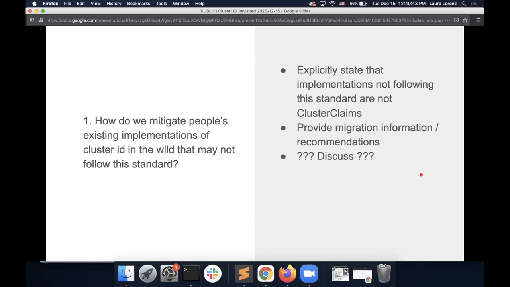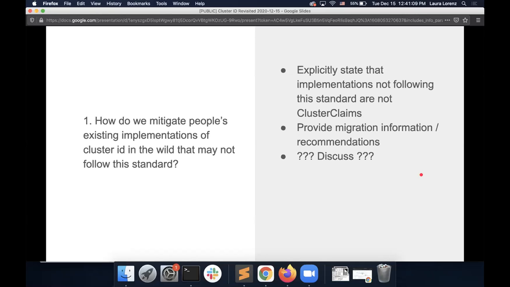I definitely think we should explicitly state that the verbiage that is there is good. I think we're effectively saying that we're also deciding that it's not a goal that cluster claims be backward compatible with any existing implementation of anything anywhere.